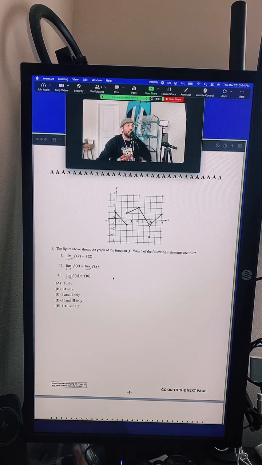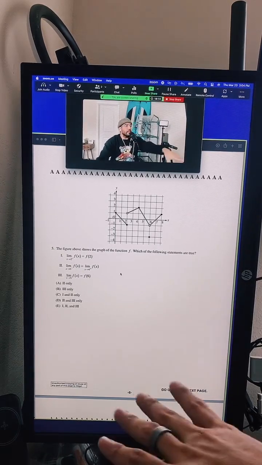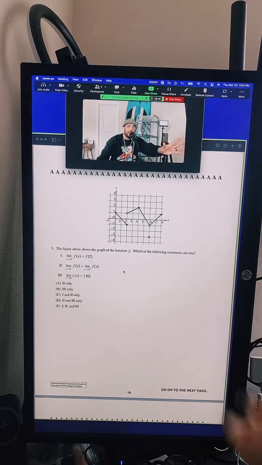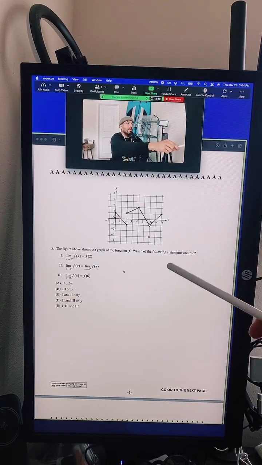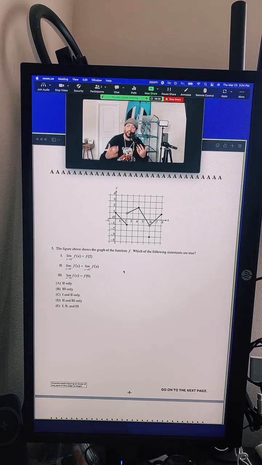I'm going to continue reading the chat, but I'm going to talk about number 5 here. So we have a piecewise function, and let's see what the question is. We want to know which of the following statements are true. This is typical. They love to give you something like this. So first, let's just go ahead and talk about the first one. They're saying that the limit as x approaches 2 from the left side is equal to f of 2.